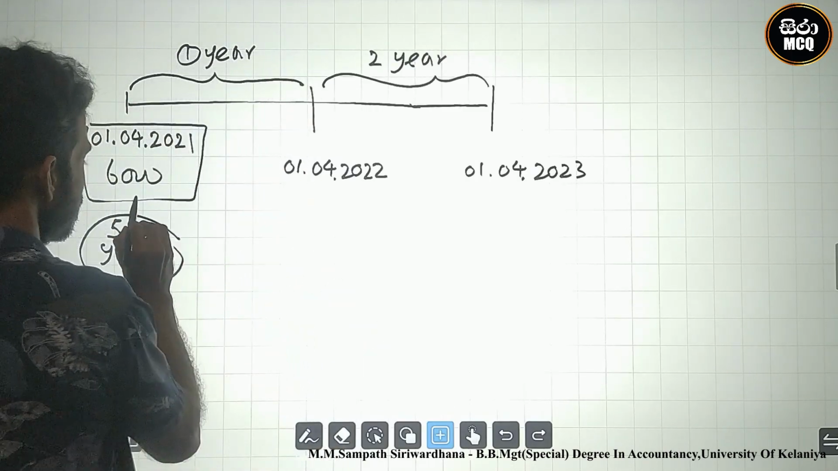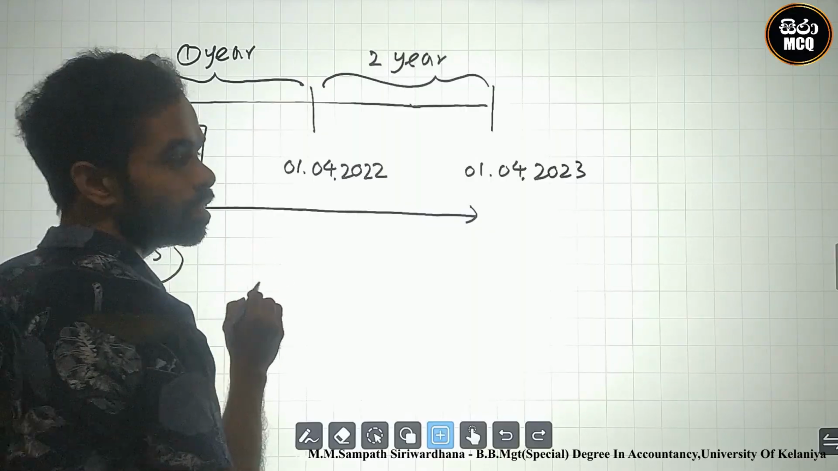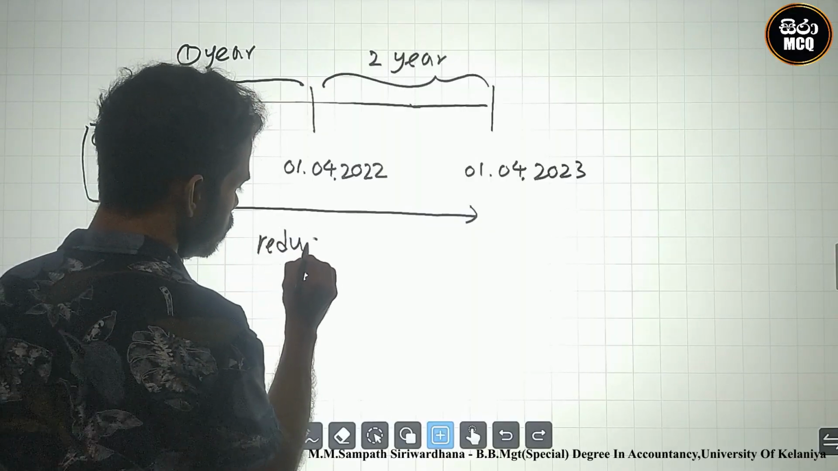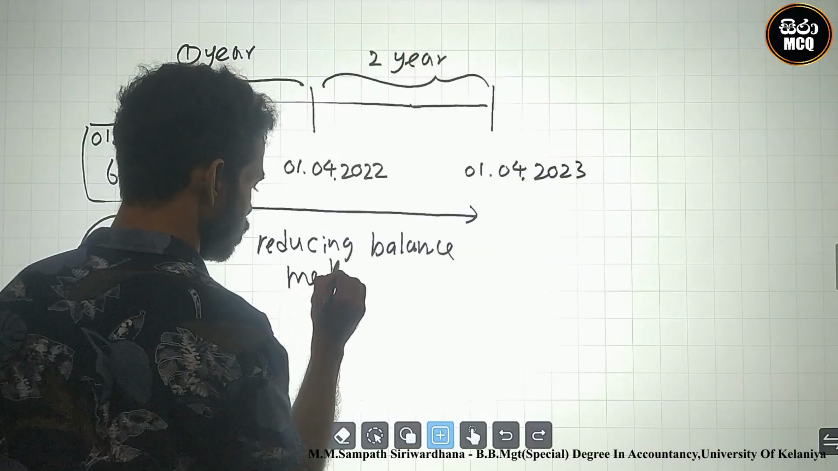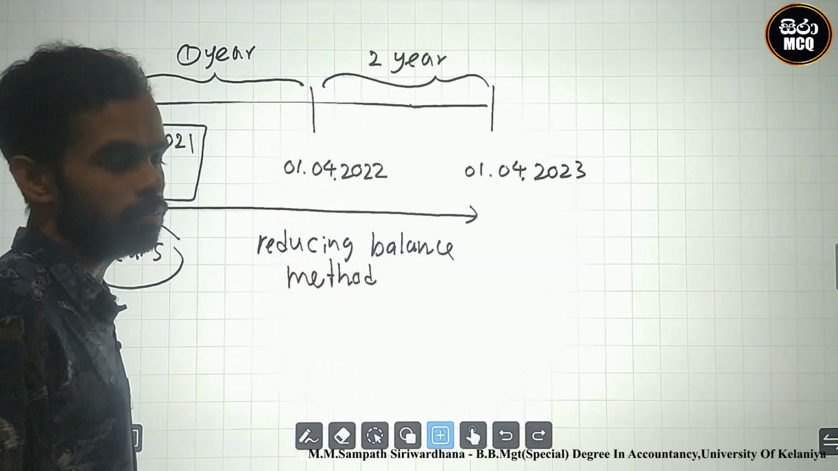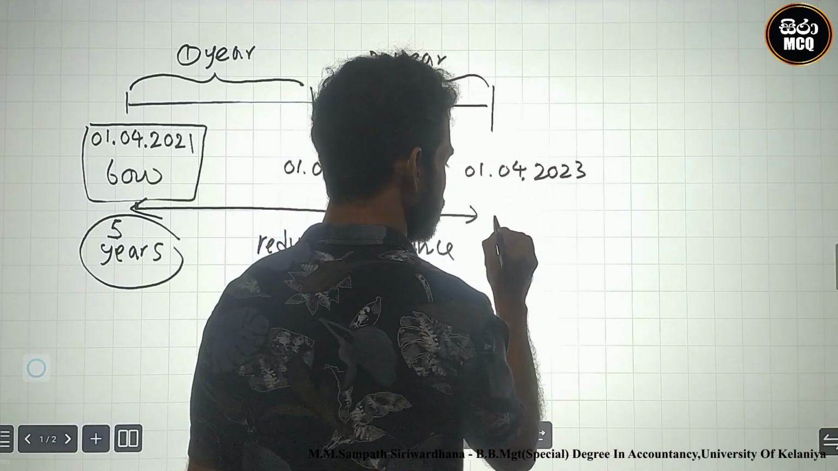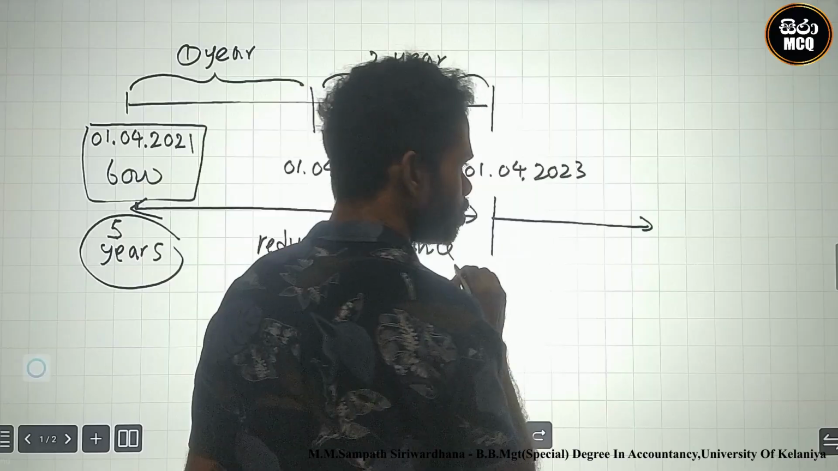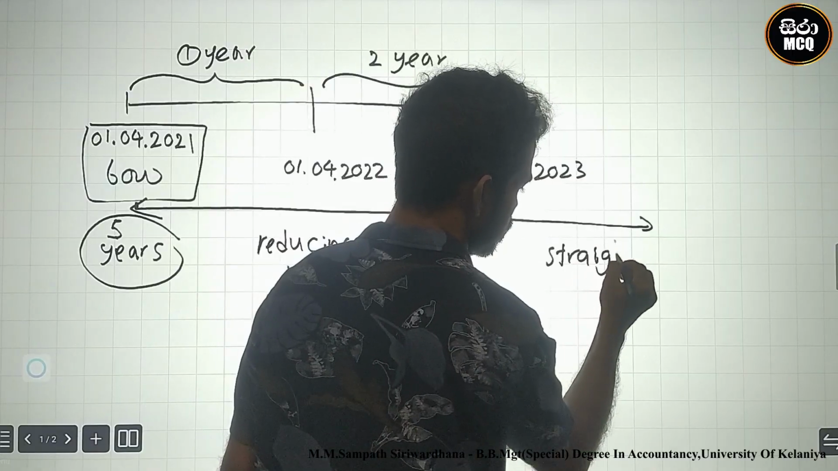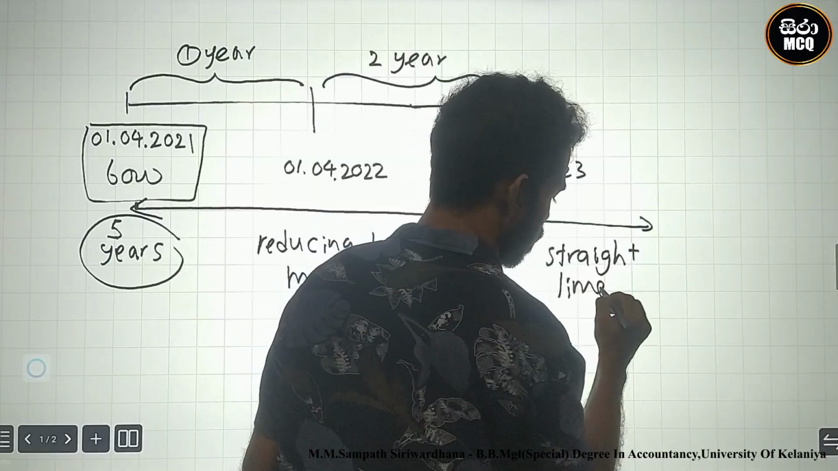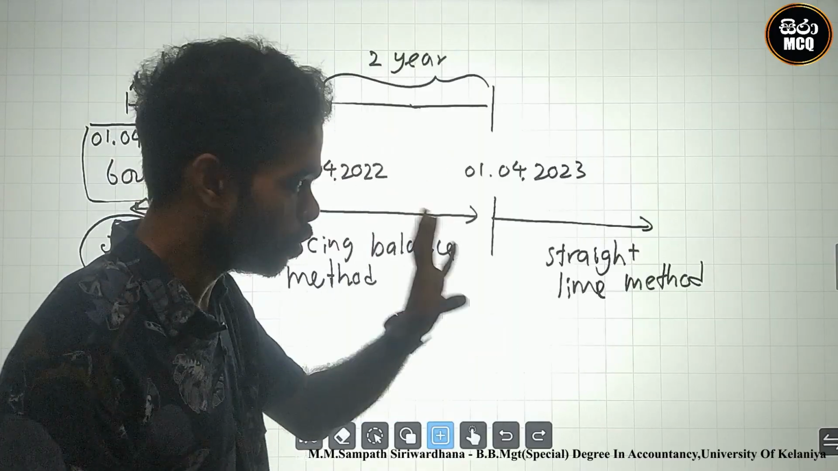At that time, you can think: from this date, what is the depreciation method? Reducing balance method. In this year and this year, we use the reducing balance method. After that, from 1st April 2023, we change it to the straight line method. We apply the straight line method from 1st April 2023. Okay, look here.